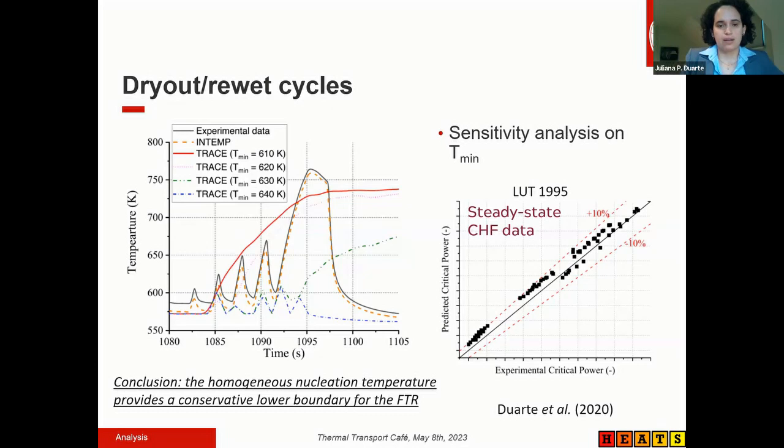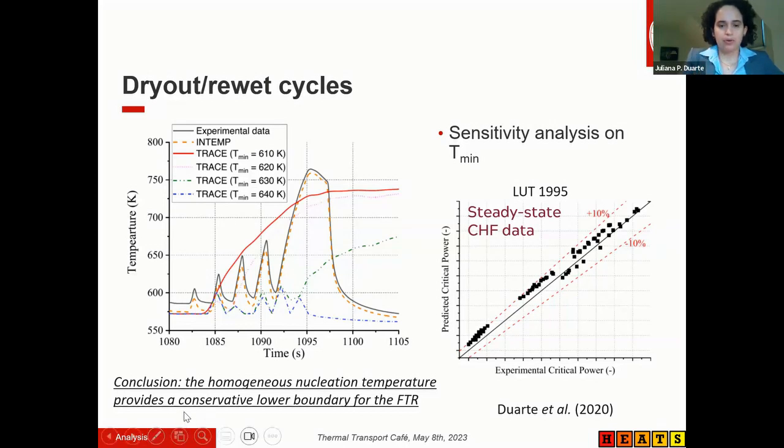So this is a very short summary of what we found, because we compare this maximum temperature before failure to re-wet with several correlations that predict the minimum film boiling temperature. And they vary a lot in their predictions, between a few dozens of Celsius degrees to even a few hundreds of Celsius degrees, depending on the correlation that you are using. And to be conservative, we actually have to use the lower boundary of these correlations in order to predict this failure to re-wet.